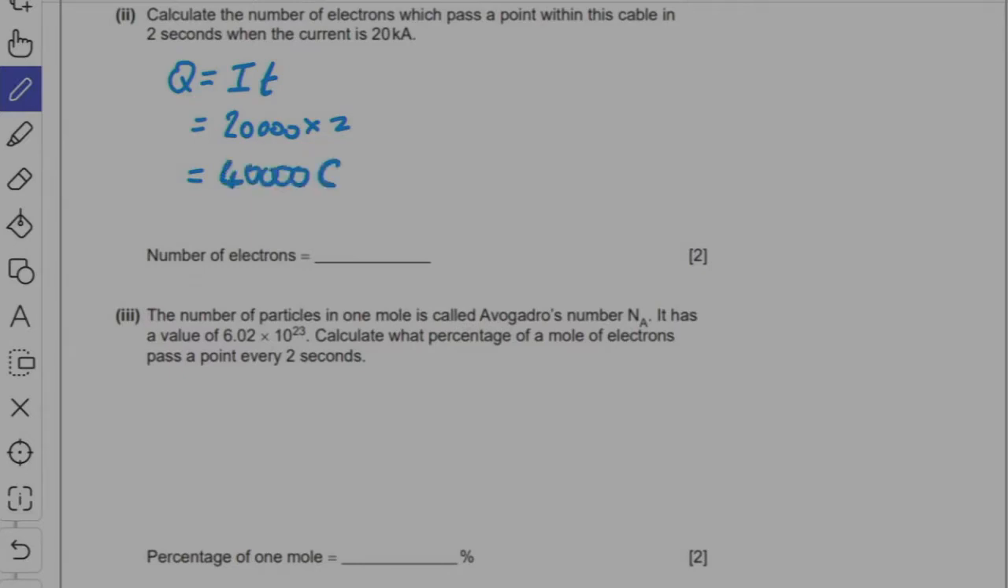And what we want to do now is divide that by the charge on a single electron to see how many times an electron goes into it, and that will give us the total number of electrons present in that charge. So 40,000 coulombs on the top line. The electron charge, 1.6 times 10 to the minus 19 on the bottom line, will tell us how many we've got. And so we end up with 2.5 times 10 to the 23 electrons.